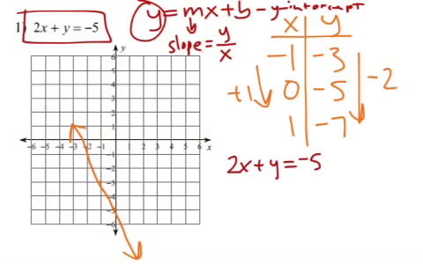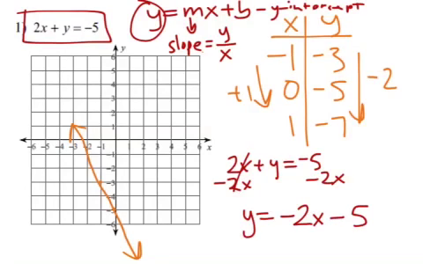To get y by itself, I can just subtract a 2x from both sides. That would give me 0 still. Y equals -5 minus 2x. I can't combine them because the 5 doesn't have the x and the 2 does. So I rewrite it as -2x minus 5.